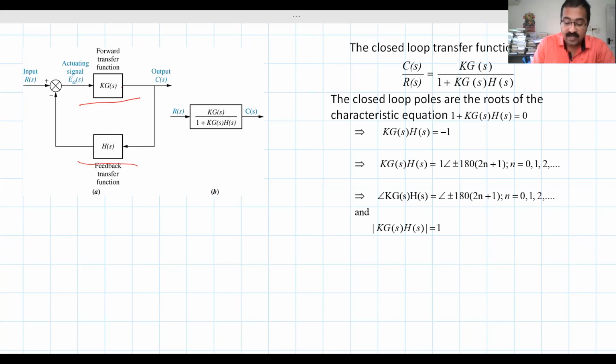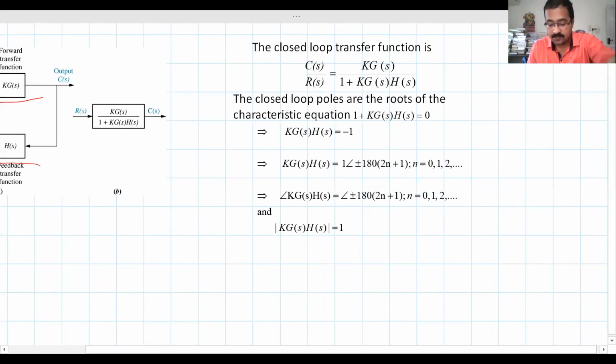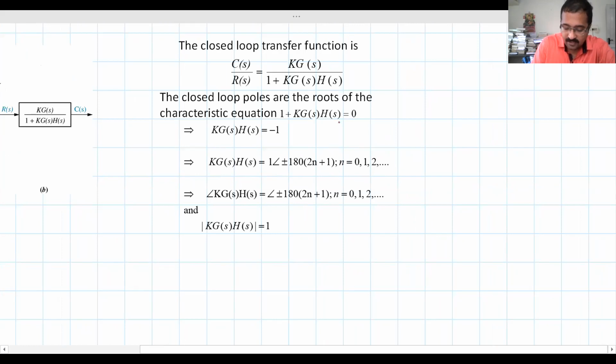What is the characteristic polynomial? It is the denominator of the closed loop transfer function C(s)/R(s), that means 1 plus K G(s) H(s). When you equate that to 0, you get the characteristic equation. It is obvious from this that K G(s) H(s) must be equal to minus 1.